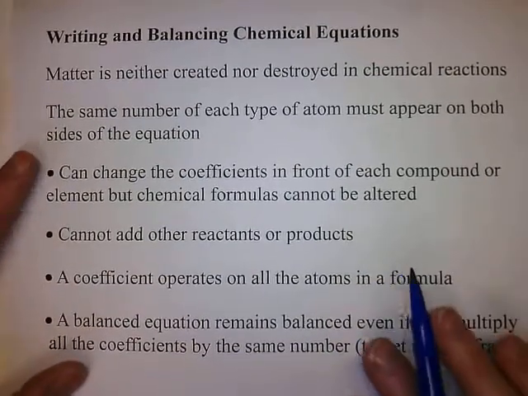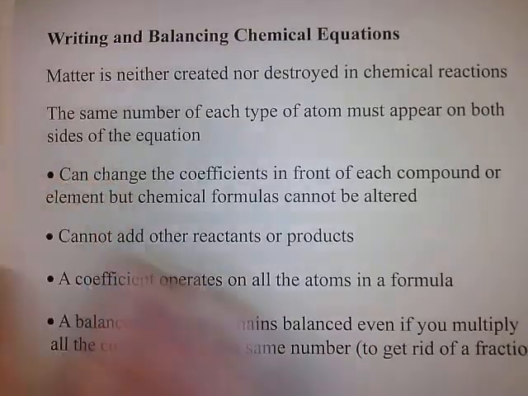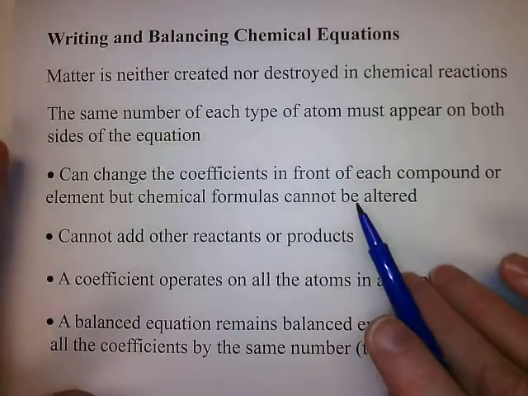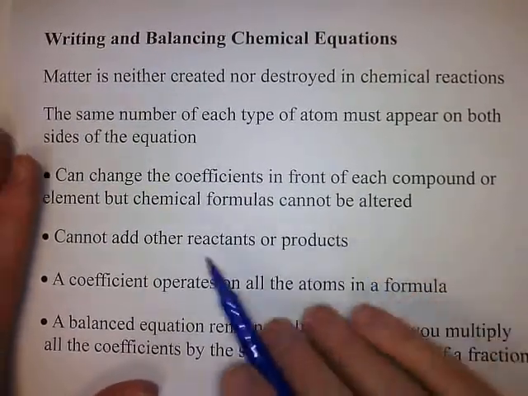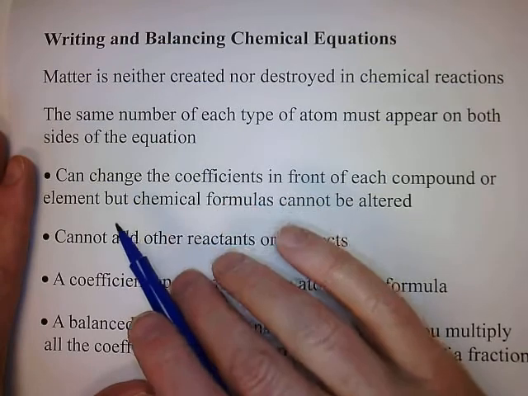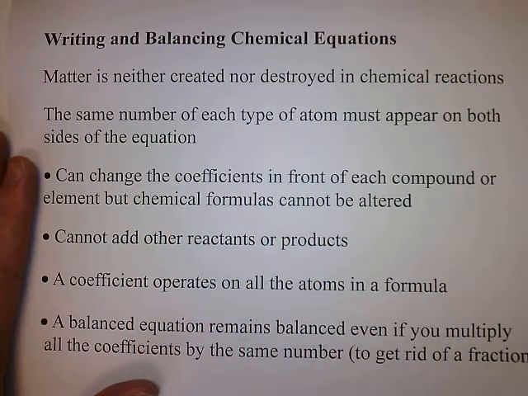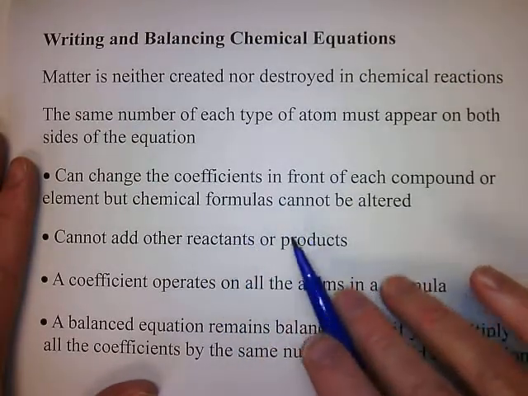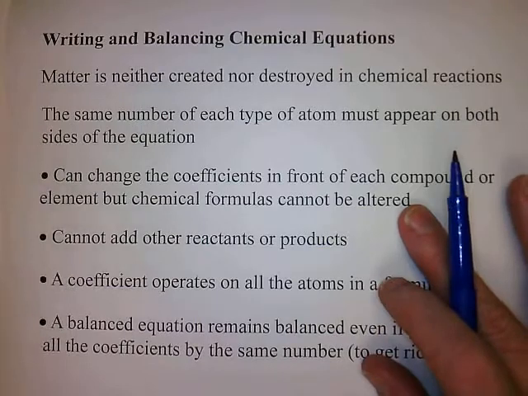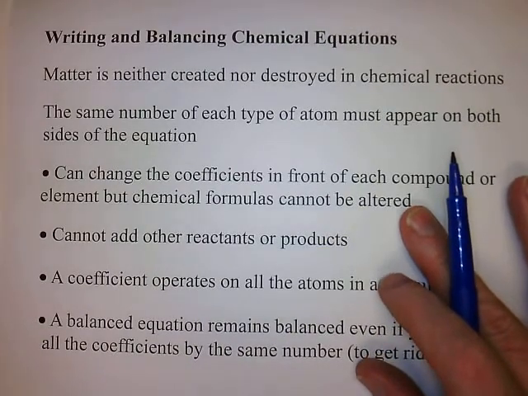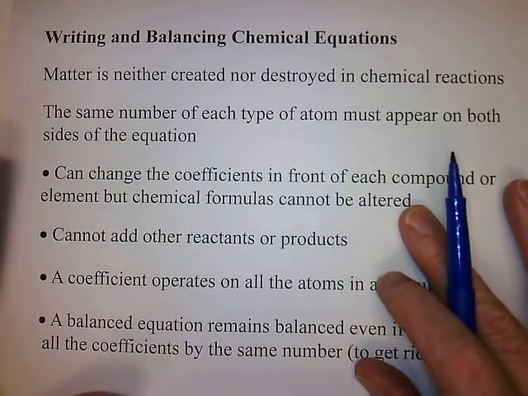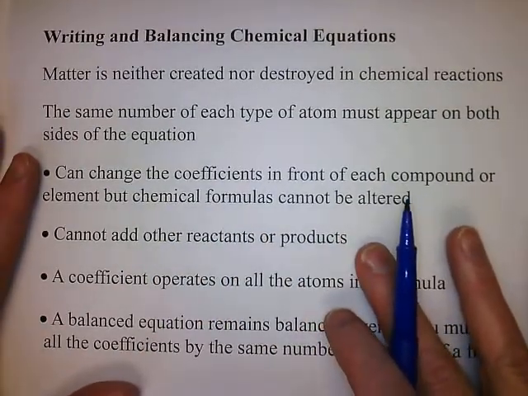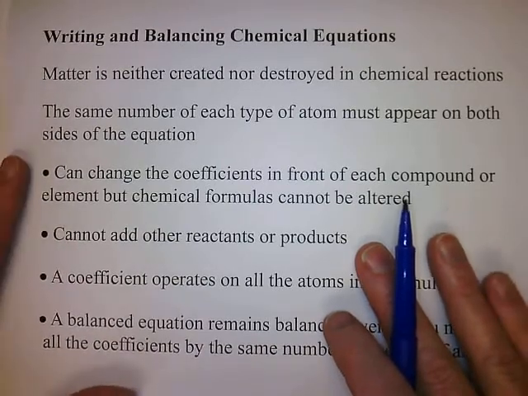So there's some rules here for balancing chemical equations. Okay, so first is that you can change coefficients in front of a compound or element, but chemical formulas can't be altered. So for example, you can't turn CO2 into CO3 just to make something balanced. Okay? We can't add products or reactants. You can't just arbitrarily add something to an equation to make it balanced.